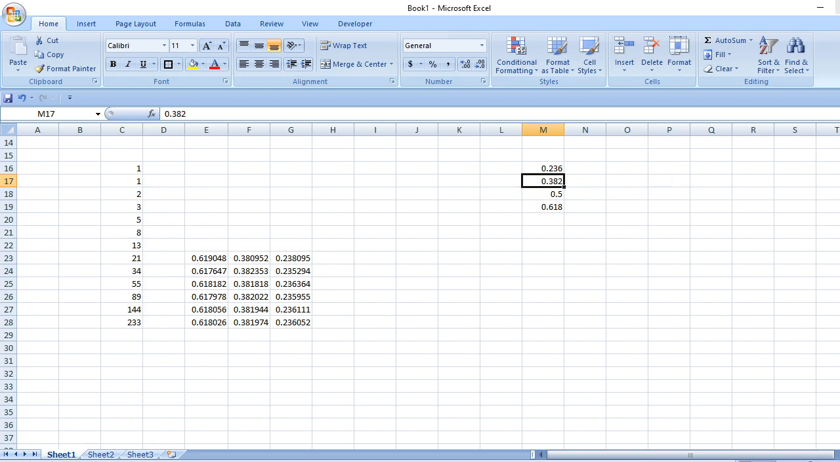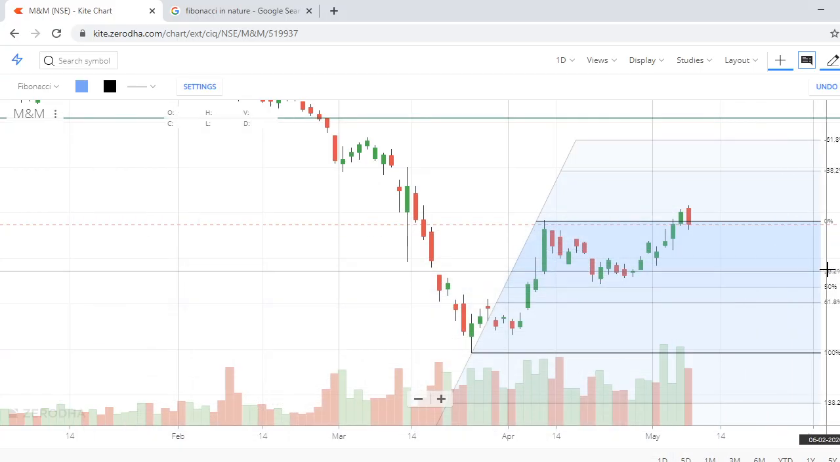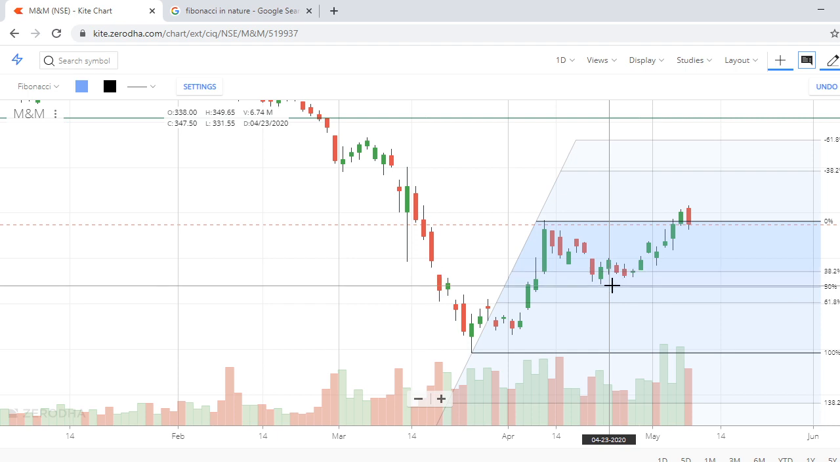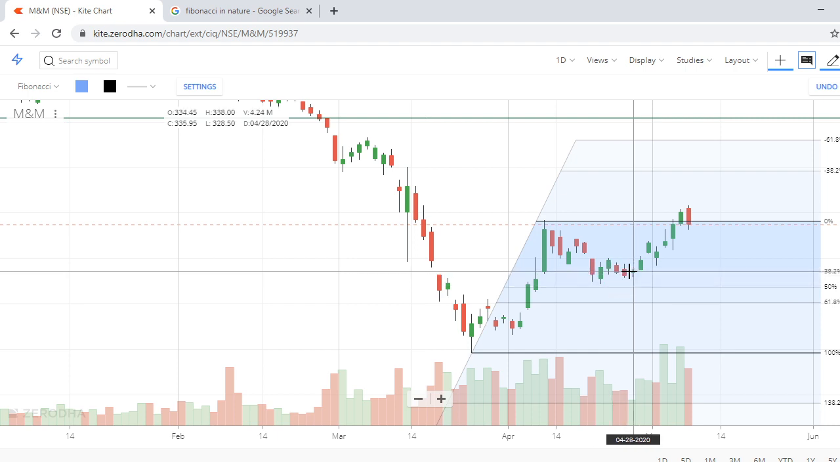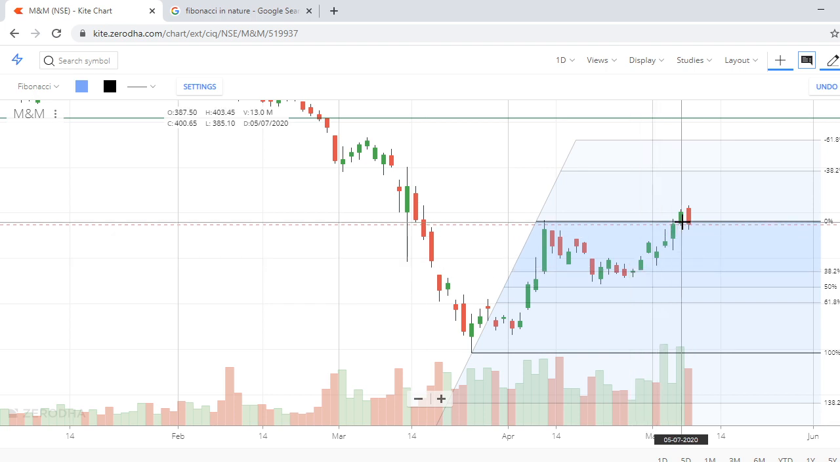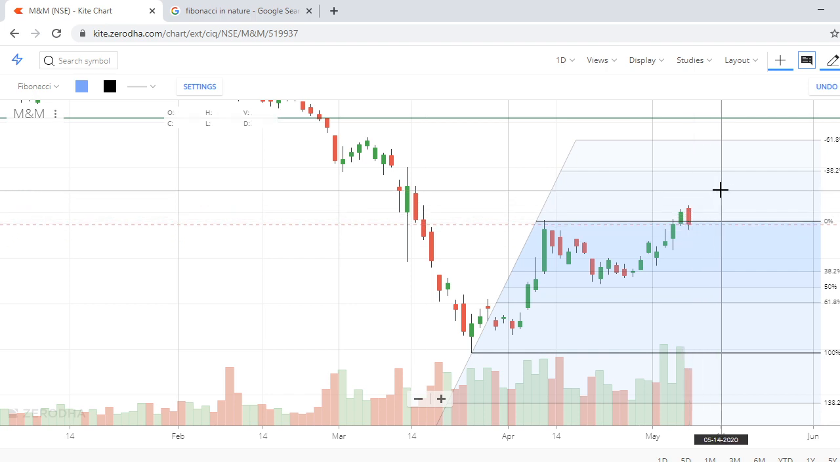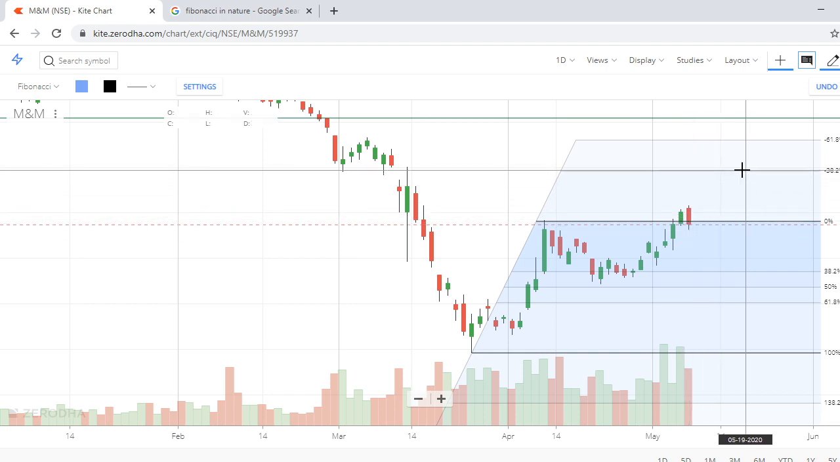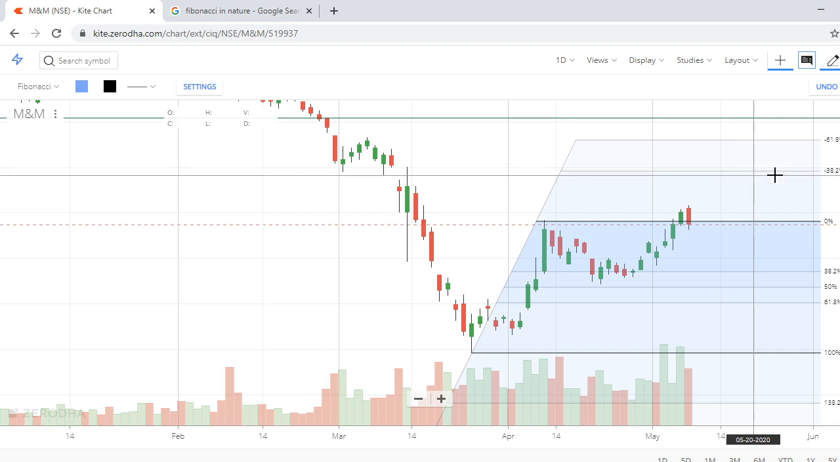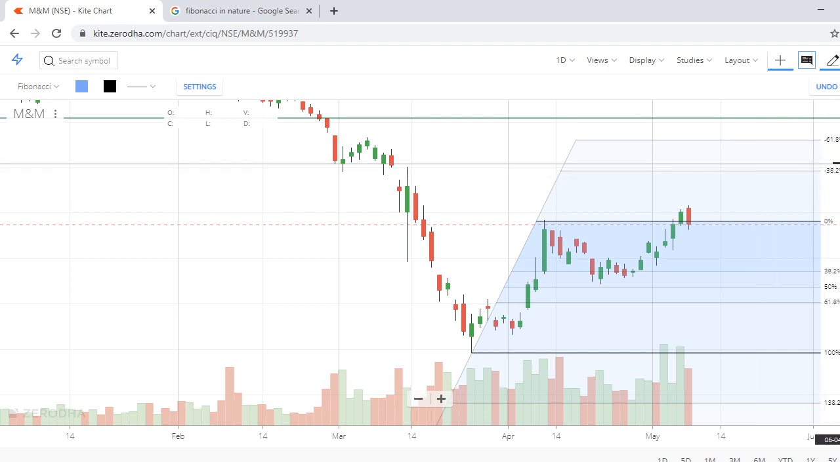0.382 is nothing but 38.2 percentage. See, to the same level it got retraced, and the next level is 0.5. From 0.38 it took the reversal and it started going up. If it can sustain here, up to what level it can go? See the future prediction, it can go up to 446, which is nothing but again 38.2 ratio, and then 61.8 ratio. 61.8 is nothing but 0.618.